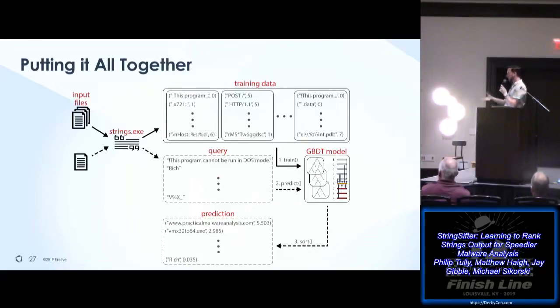So to put it all together, before I hand it off to Jay for a tool demo, we have a set of input files that we train on some, and we test on some others. And we run them all through strings, right? So we produce a ton of different strings from these malware binaries. And we have training data where we know the labels. We have an input query, which is something like a strings output that the algorithm has not been trained on. And so we have our training data that we use to build our model with. And then we take the query and make predictions from that trained model.